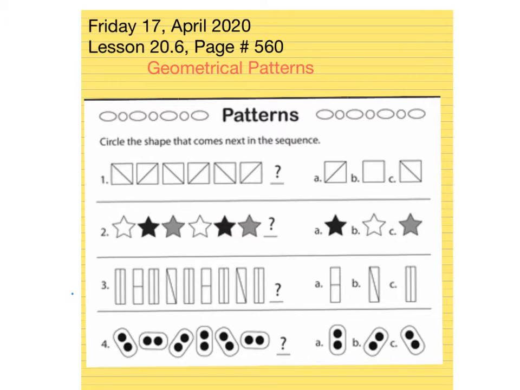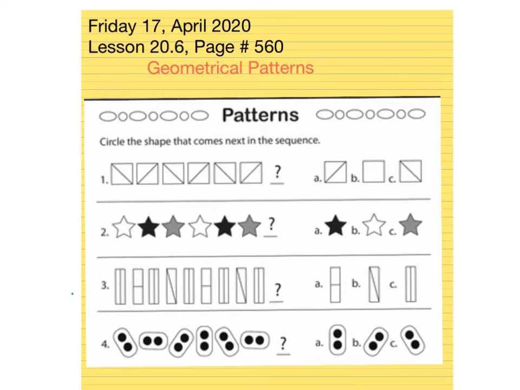The class for today includes geometrical patterns. Okay, first of all, what is a pattern? A pattern is a repeated path of either numbers, colors, and in this case, because we're talking about geometrical, we're talking about shapes. So if you see here in this part of the worksheet that I made for you, you can see shapes that are lined up and they are in a repeated pattern. So the instruction here says, please circle the shape that comes next in the sequence.